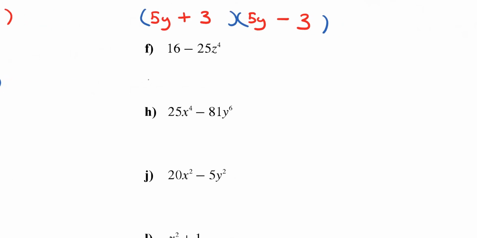All right, letter F, two terms and there's a minus sign in the middle. So this is a difference of squares type of factoring problem again. The square root of 16 is 4. And the square root of 25z to the power 4 is 5z squared.